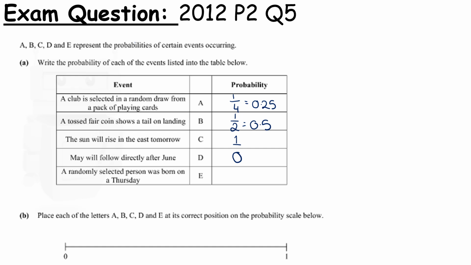And a randomly selected person was born on a Thursday. So think about this. I suppose we could get deeper into it, but this question is saying that there are 7 days in a week and there's kind of an equal chance of being born on each. So we're going to say that this is 1 in 7.